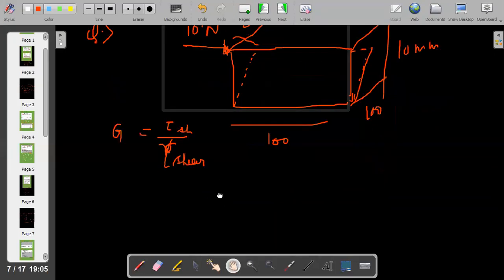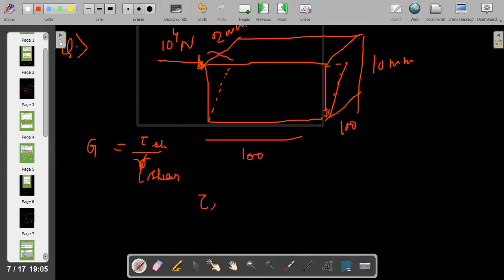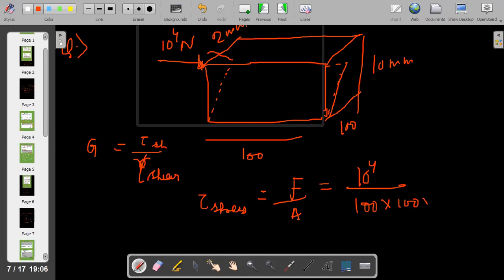What is the shear stress here? Stress means force per unit area. Force is 10 to the power 4. Area is the area of the base, 100 by 100, into 10 to the power minus 6 after converting it into meter square. So the stress will be 10 to the power 6 Pascal. The 100 cancels out, leaving 10 to the power 4 over 10 to the power minus 2.